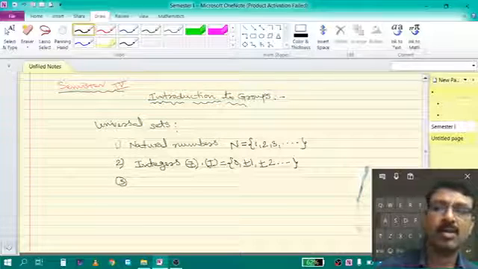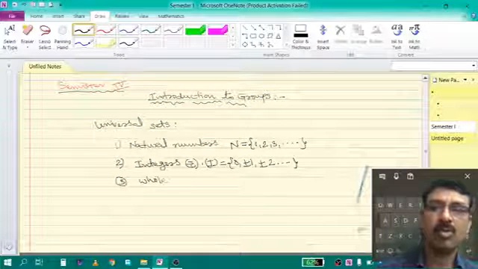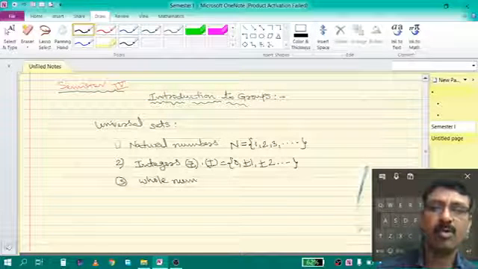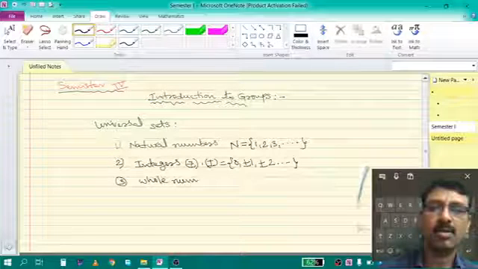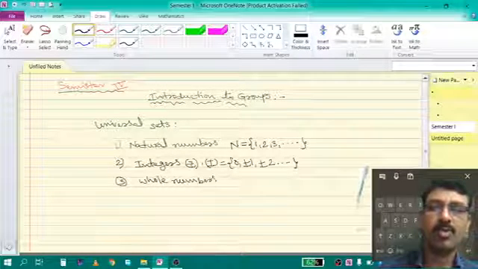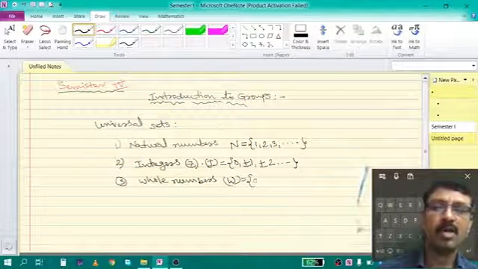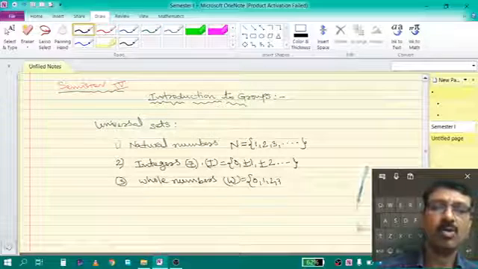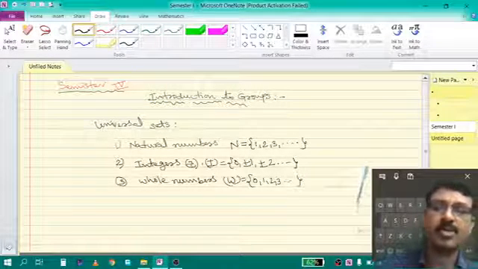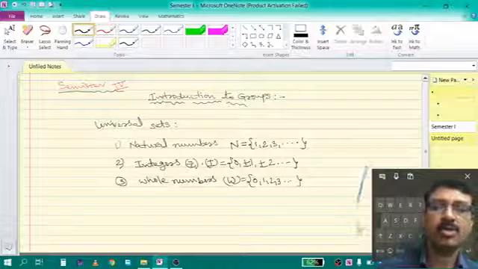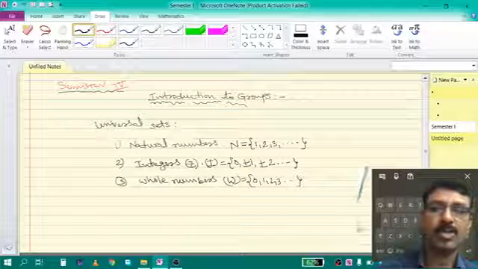Actually, after natural numbers we have to write the whole numbers. This comes under second position, denoted by W, containing 0, 1, 2, 3, and so on. So the difference between natural numbers and whole numbers is only that the extra number 0 is included in the whole numbers.